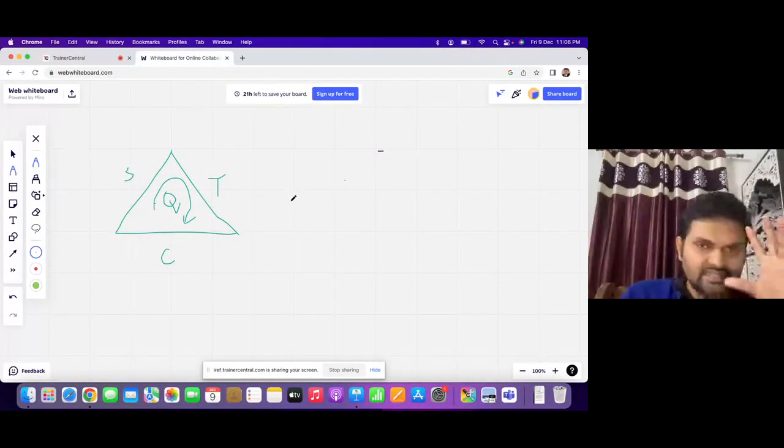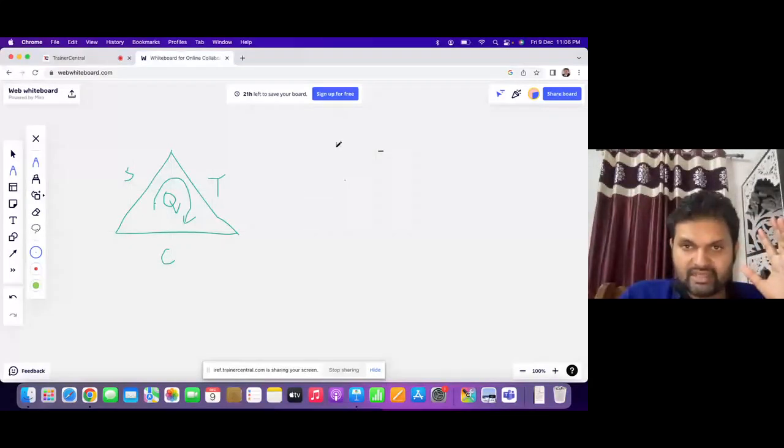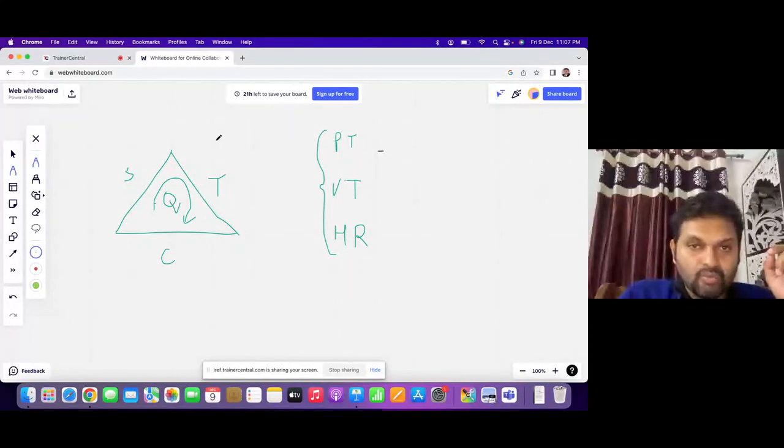Okay, now for doing this work I require a team. So definitely I am going to have my project team, I am having my vendor team, and I am having my human resource management, like all that labor management, HRM. Okay, now I am having this triple constraint, and I am having this particular part. So how are both of them going to communicate? They are going to communicate by communication management.